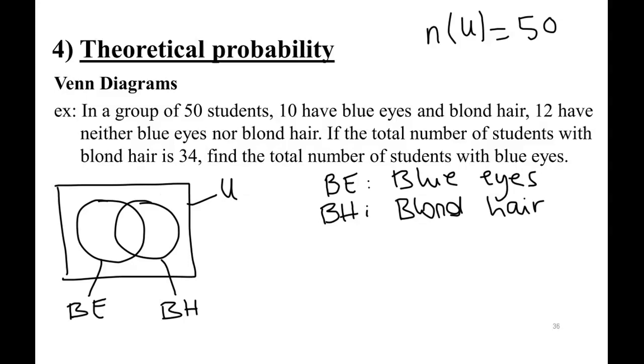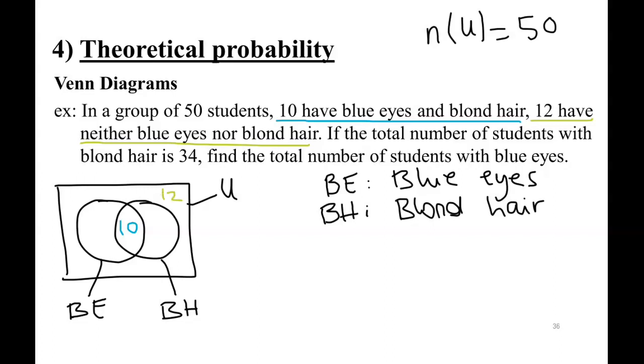Okay, now over here they said that we have 10 students that have blue eyes and blonde hair at the same time. At the same time, that's the intersection, which is the part in common. So here in the intersection, I have exactly 10 students. Now, over here, they said we have 12 students that have neither blue eyes nor blonde hair. So outside the two sets representing blue eyes and blonde hair, we have 12 students in the class.